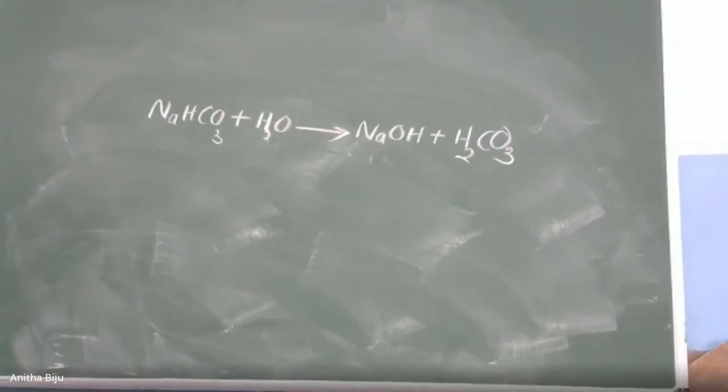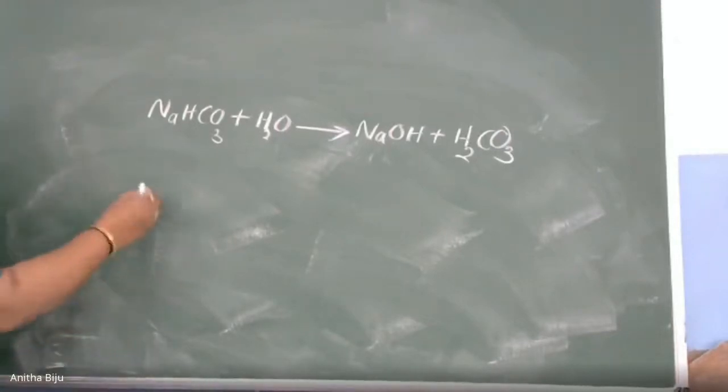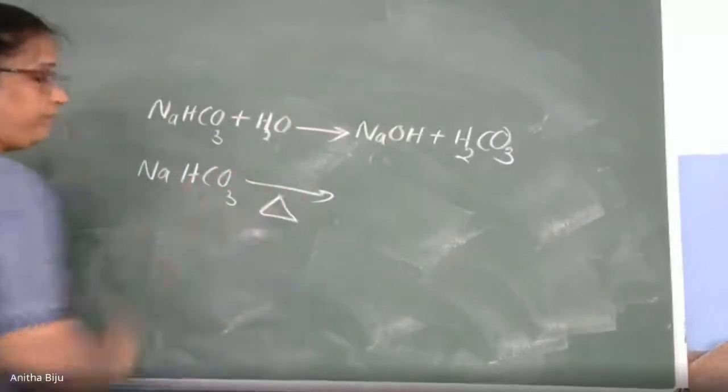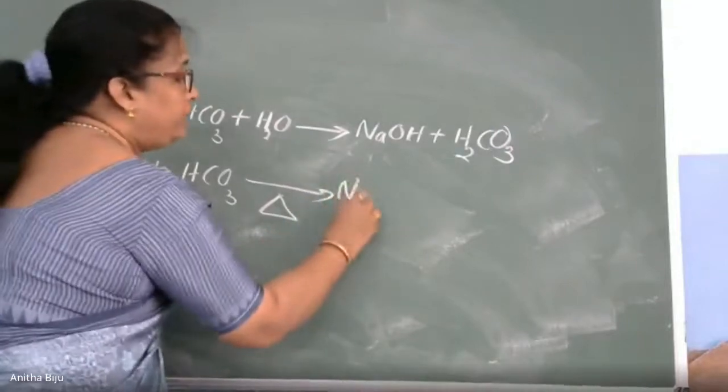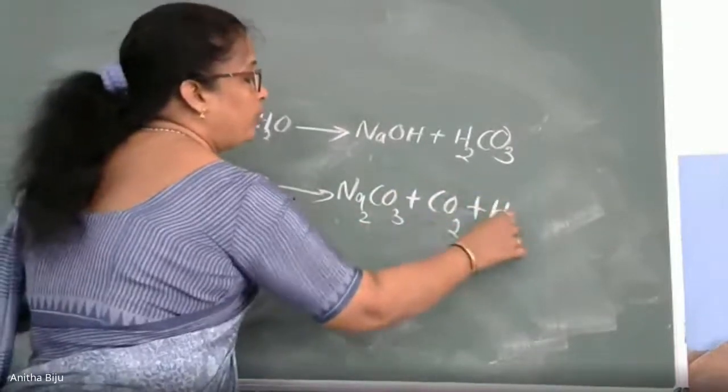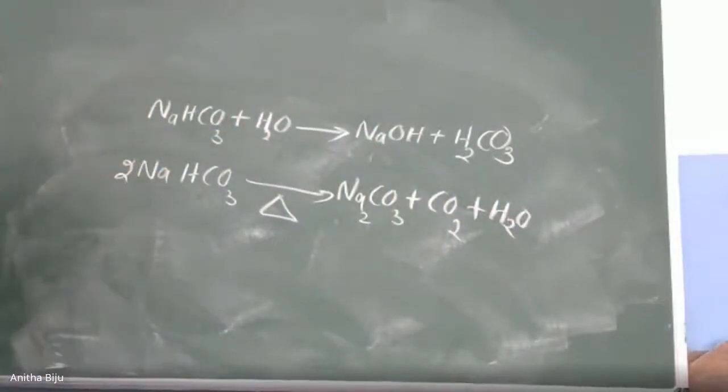And next is a very important equation. What is the action of heat on baking soda? What happens when baking soda is heated? So let us write that. NaHCO3 on heating, what will happen? We get 3 products: Na2CO3 plus CO2 plus H2O. Balanced equation: 2 NaHCO3 gives Na2CO3 plus CO2 plus H2O. Correct. So this equation is very important. Okay, this is the action of heat on baking soda.